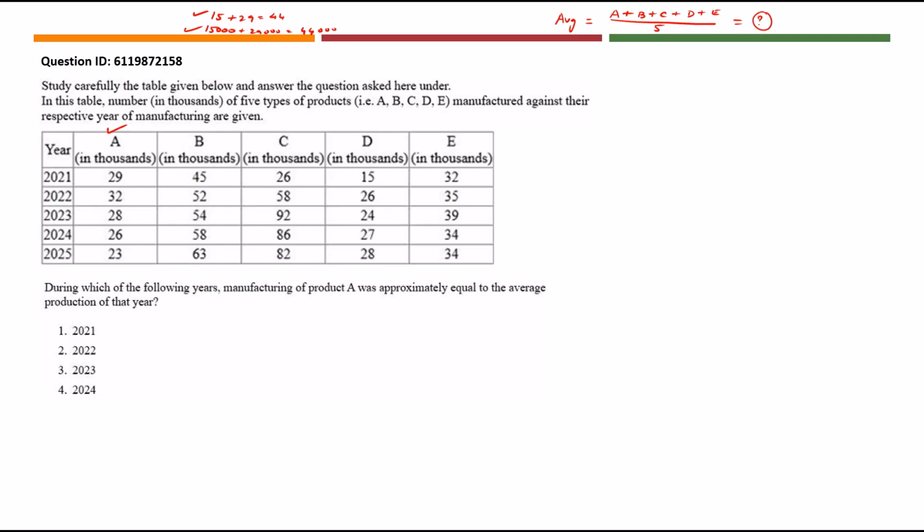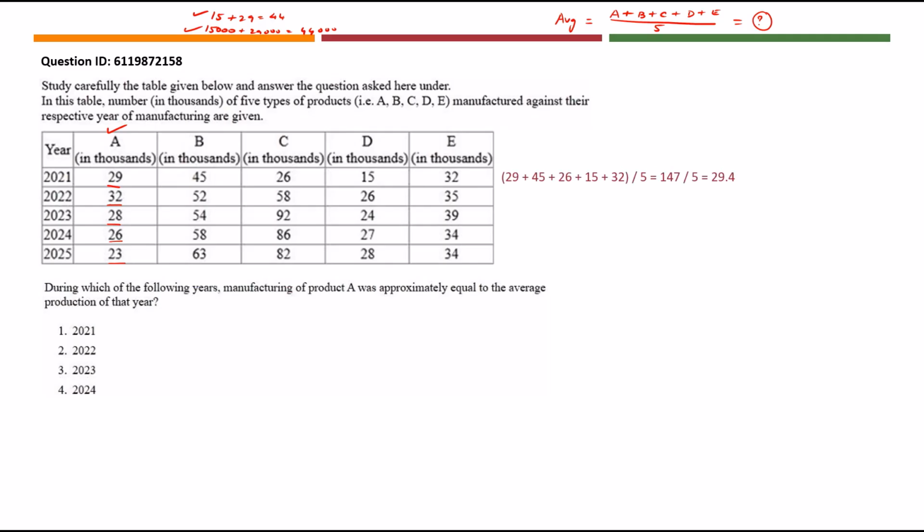It means when you calculate for 2021, it should be close to 29. When you calculate for 2022, it should be close for 32. When it is for 2023, it should be approximately equal to 28. For 2024, it is 26. For 2025, it is 23. Whichever year gives the average that is approximate to the manufacturing number of product A, that will be the answer for this particular question. So let's first calculate the average of every year.